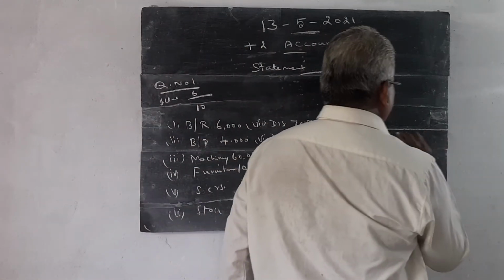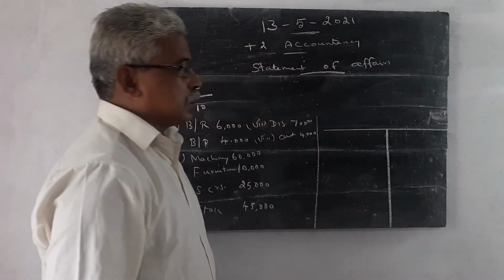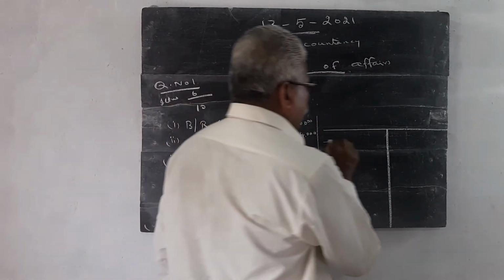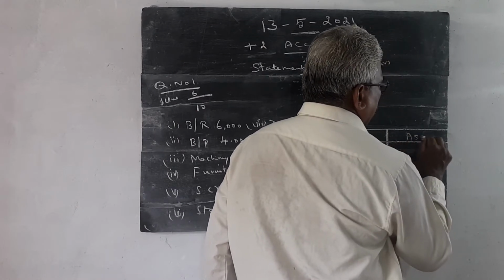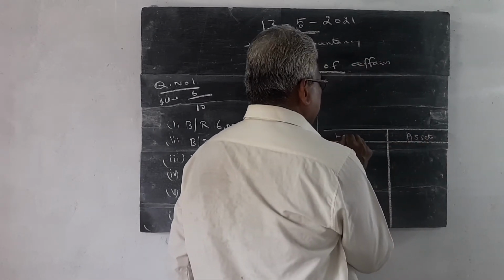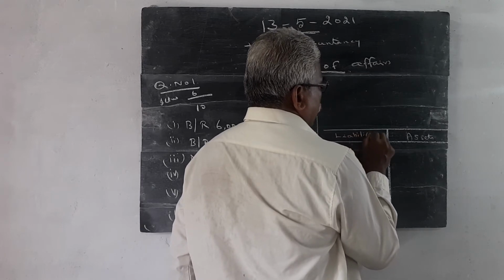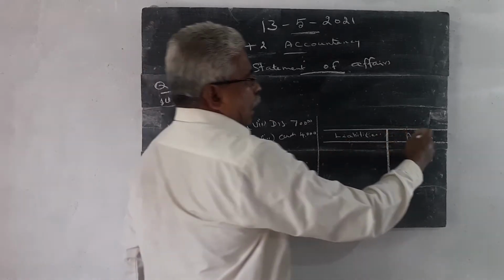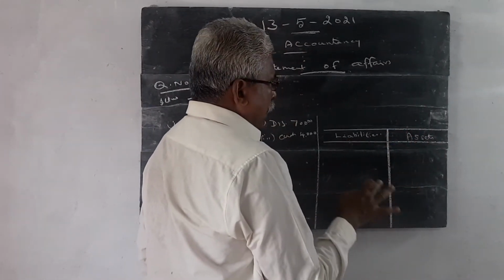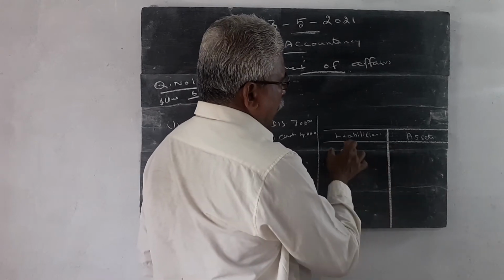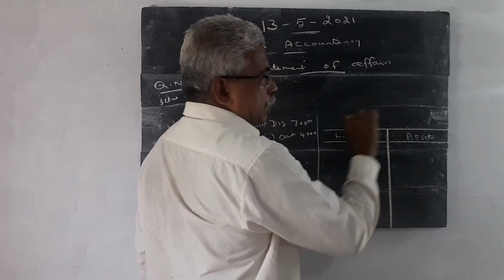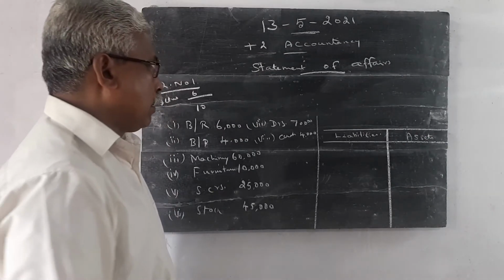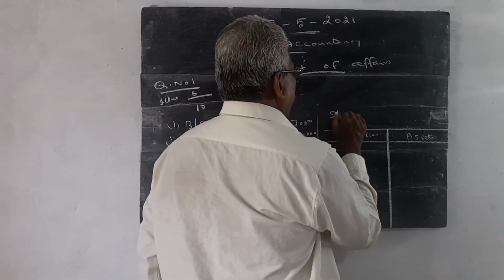The statement of affairs consists of two sides. The right hand side is the asset side and the left hand side is the liability side. There is no debit and credit. Only in an account do we have debit side and credit side. But in the statement of affairs, it has asset side and liability side. Normally an account starts with to and by, but we never use the words to or by in the statement of affairs as well as the balance sheet. First we write the heading, statement of affairs.